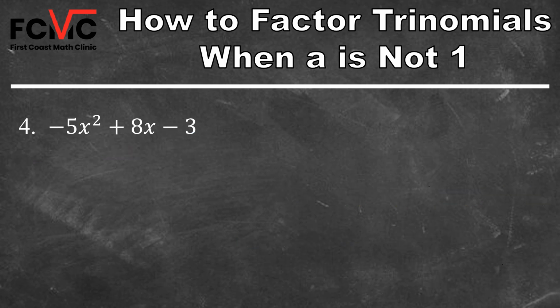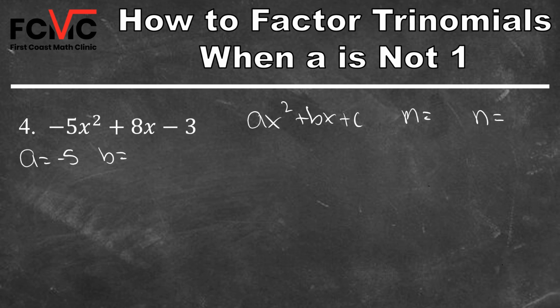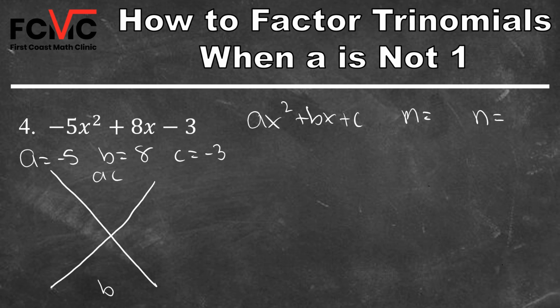So here we've got negative 5x squared plus 8x minus 3. So ax squared plus bx plus c. We're looking for m, and we're looking for n. So a is negative 5, b is 8, c is negative 3. I want AC up top and b here. Negative 5 times negative 3 is going to give us positive 15. And I want two values that multiply to positive 15. B is positive 8. I want two values that add to positive 8.